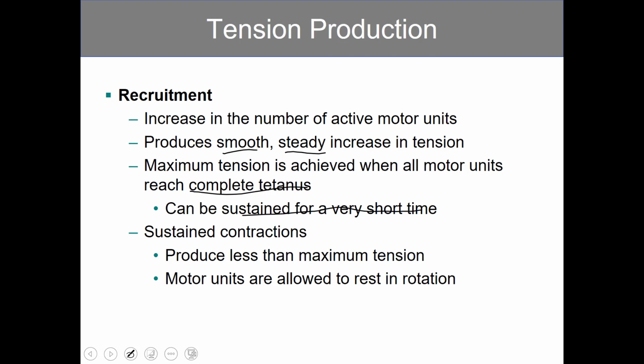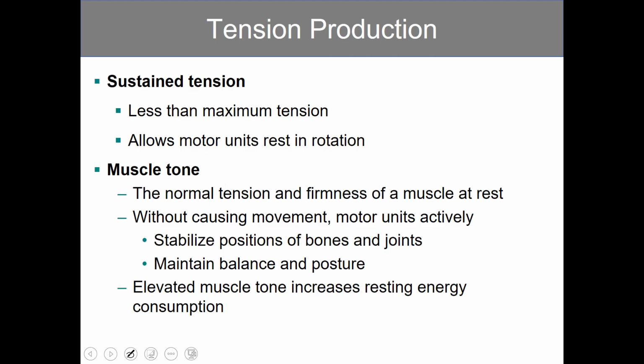Sustained contractions produce less than the maximum tension because individual motor units are functioning, but we can do that over a longer period of time because of the rotation and the rest that motor units can undergo as you rotate from one motor unit to the next. So sustained tension is less than maximum, but it allows units to rest through rotation.